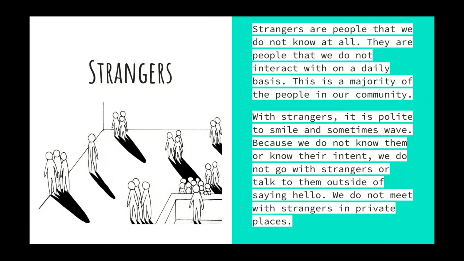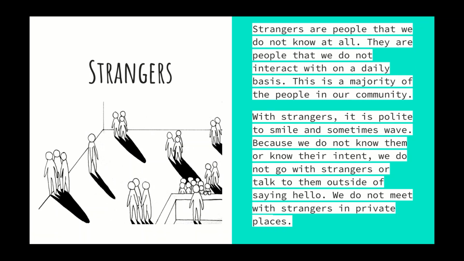Lastly, strangers. This one is pretty straightforward, just like family was, right? Strangers are people that we don't know at all. They're people that we do not interact with on a daily basis. So a majority of the people in your community are strangers. They're just people that you don't know. With strangers, it's polite to smile and you can sometimes wave, but we don't really do more than this because we don't know them and we don't know their intent. We do not go with strangers and we don't really talk to them again outside of saying hello. And we definitely do not meet with strangers in private places.